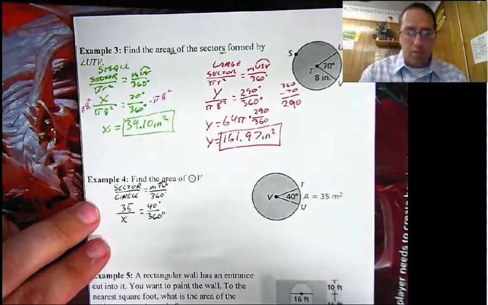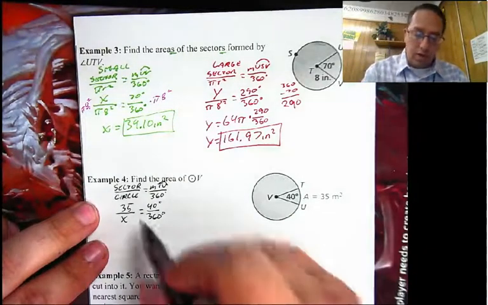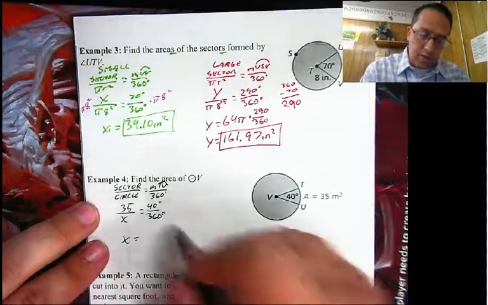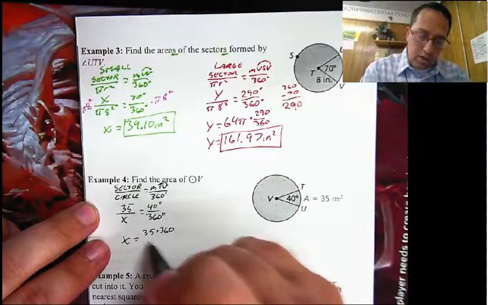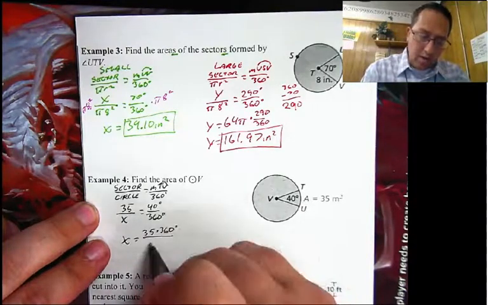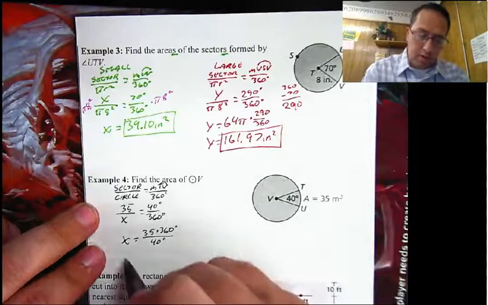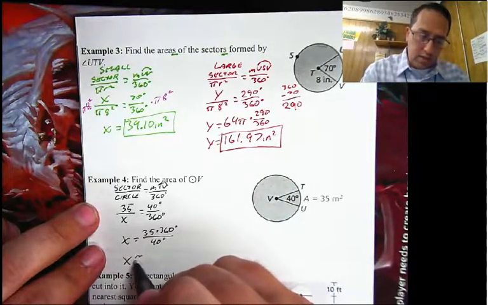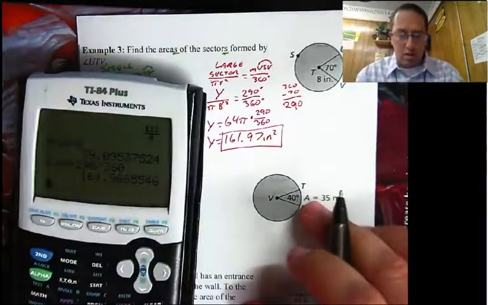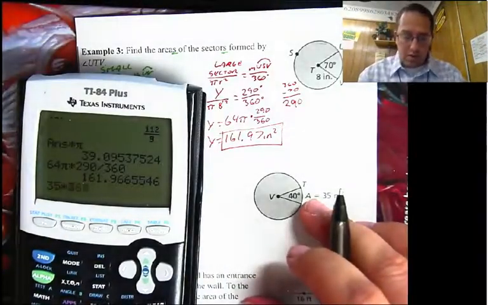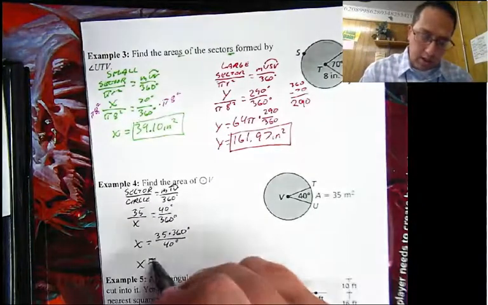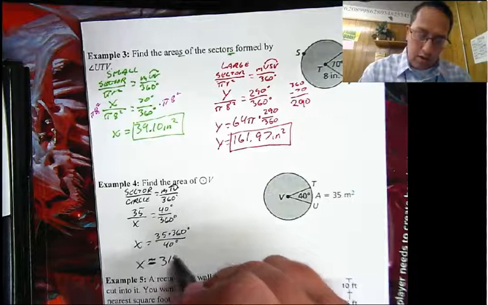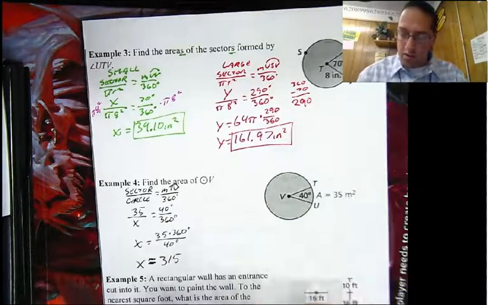All right, not too bad. It's just a proportion. Cross multiply and divide. So x is equal to, cross multiply, so 35 times 360 divided by 40 degrees. And so x is going to be approximately, what? 35 times 360 divided by 40, 315. No approximately at all, just exactly 315. 315 what area is meters squared?